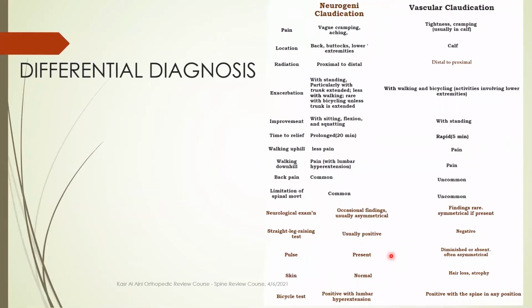This is the famous claudication table. You can have a close look on it and read it many times just to revise. It contains lots of detail, but most of it is well known to us, like the cramping pain with walking and standing, but only with walking in case of vascular claudication, bicycle test, walking uphill, presence of back pain, examination of the pulse. Just spend some time and have a look on it.